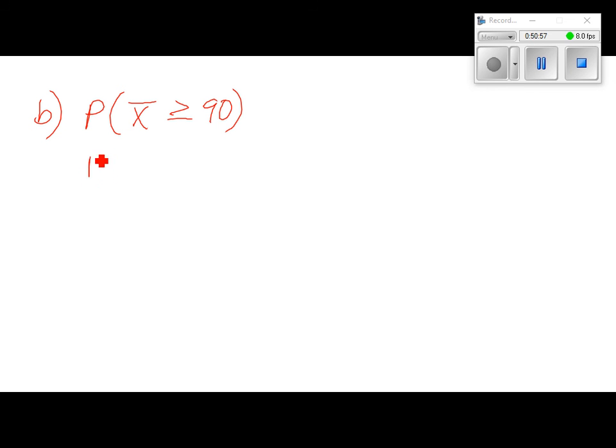So are we including 90? Yes. So when we go to compensate for the mess up here, because we're using normal instead of binomial, what we need to do is change that to what? Do we want to go up to 90.5? Is that going to include 90 if we go up to 90.5? Well, no, we want to go down, right? So we want to go greater than 89.5.